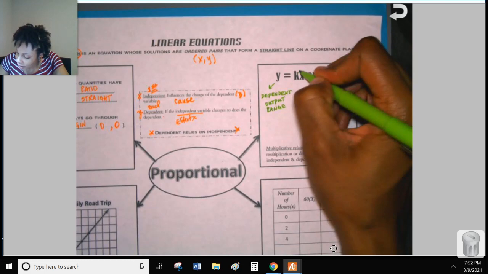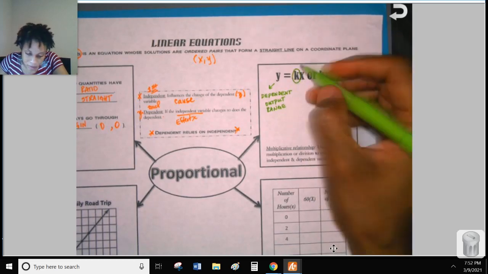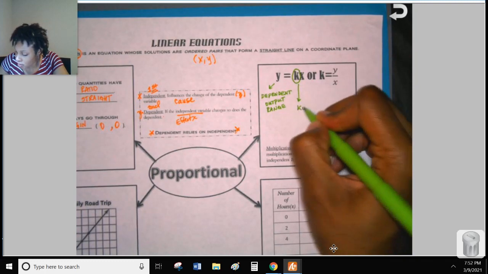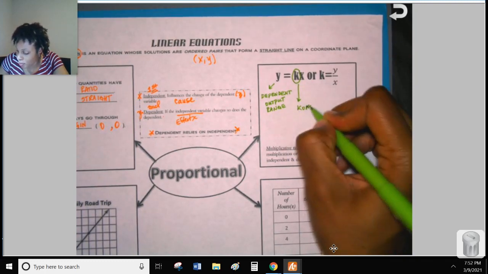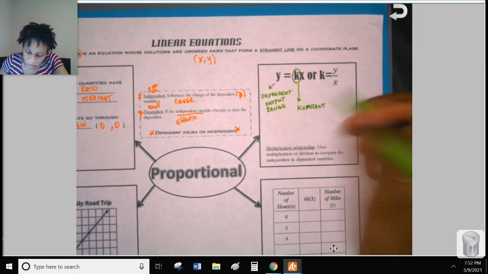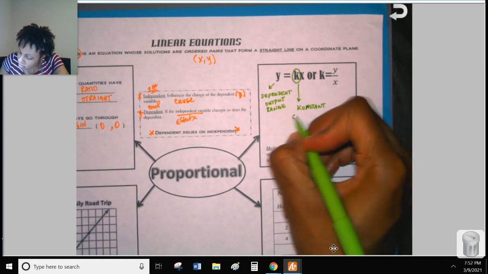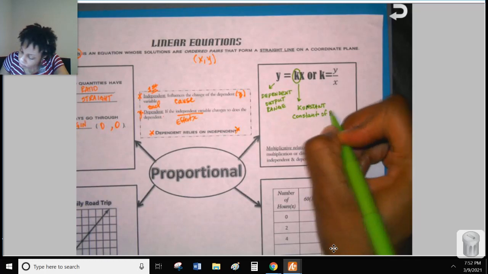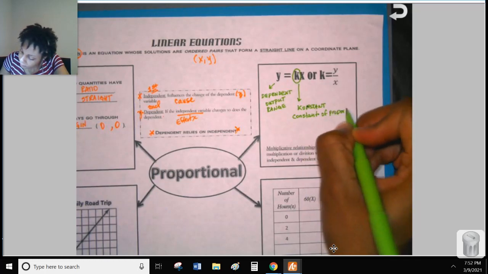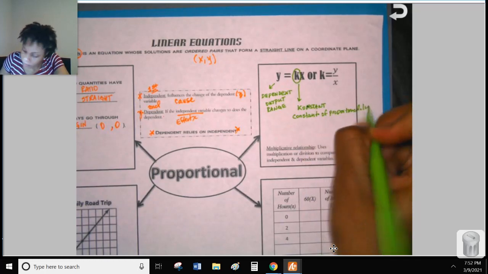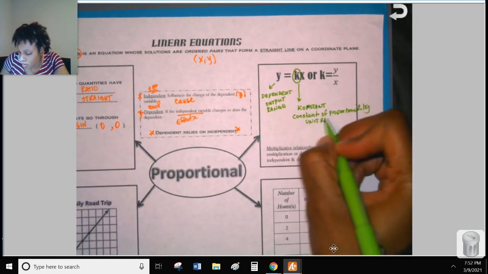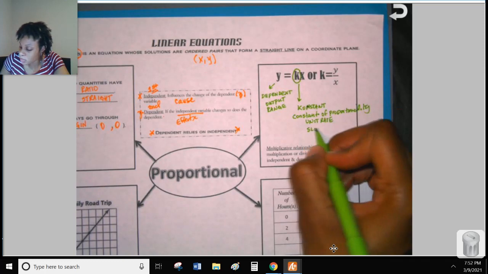Okay, K is our constant. I'm going to spell it with a K just so you remember. It's our constant. It's also called the constant of proportionality. It can be called the unit rate, right? That's familiar. When you get older, it's going to be called the slope.